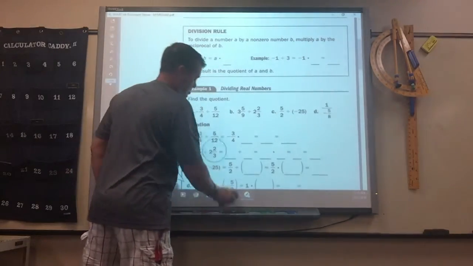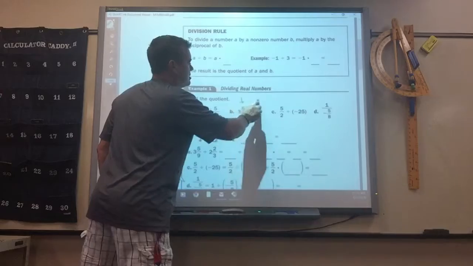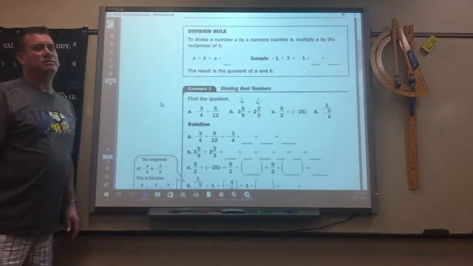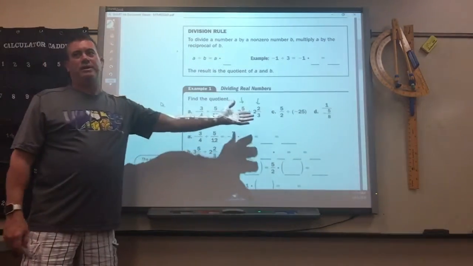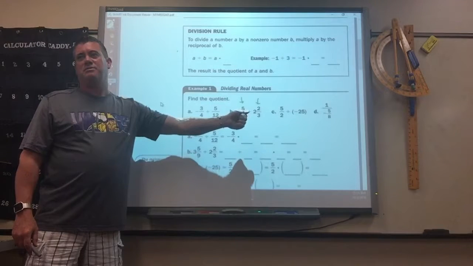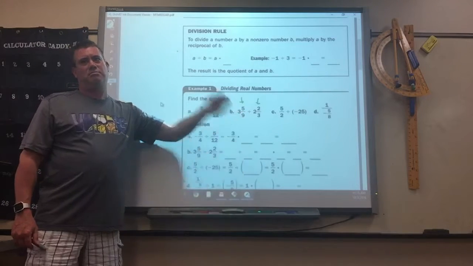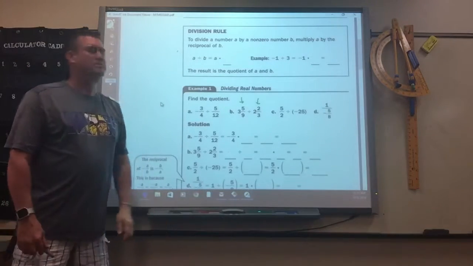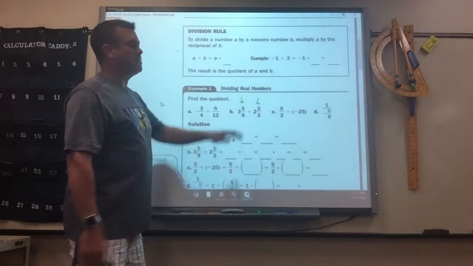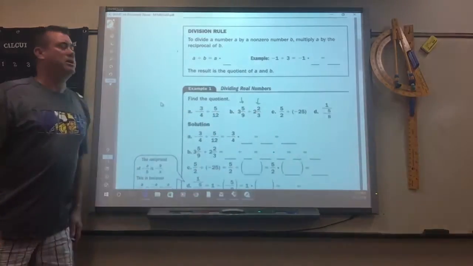If it's mixed numbers, everyone know what you got to do when you multiply and divide fractions? Before you can do it? You got to make them improper. When you add or subtract them, you don't have to, but when it's this, you do have to.